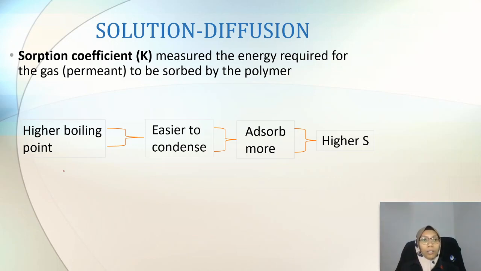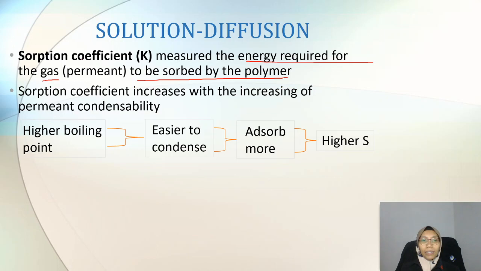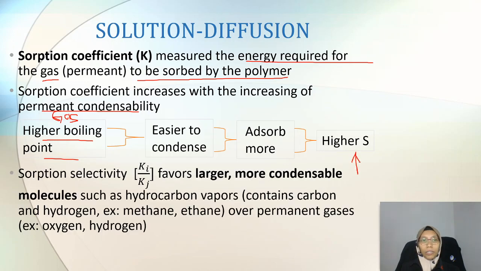Next, we are going to talk about the absorption coefficient, which measures the energy required for the gas to be absorbed by the polymer. Basically, the absorption coefficient increases with increasing permeant condensability, if we're talking about gas. If the gas has a higher boiling point, that means it's easy to condense, and it can be absorbed more, and it should have higher solubility, a higher absorption coefficient.